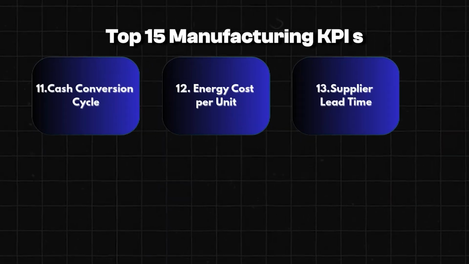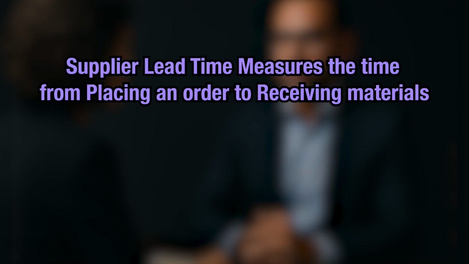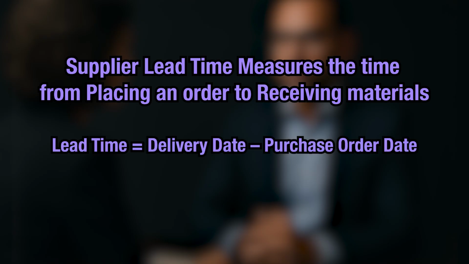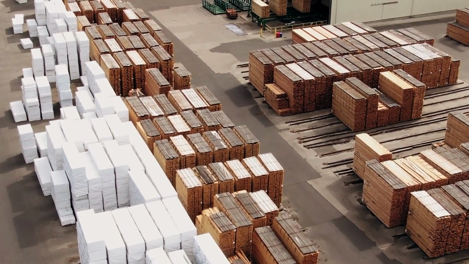Now, next, let us take a look at what controls the factory speed. Manufacturing KPI number 13 is the supplier lead time. It measures the time from placing an order to receiving the materials. The lead time is calculated as the delivery date minus the purchase order date. Reliable suppliers means smoother production and fewer stockouts.